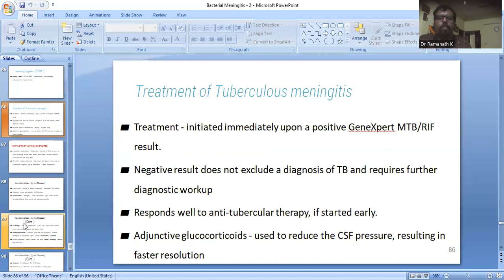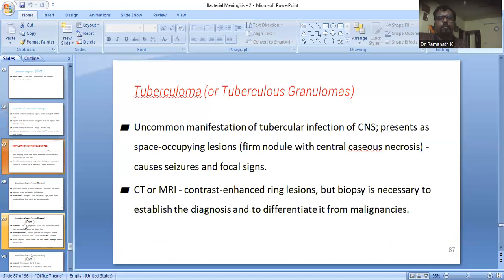The patient may respond very well to the antitubercular therapy if the treatment is started early. Adjunctive glucocorticoid is used to reduce the CSF pressure, resulting in faster resolution. So, complications arising due to the increased intracranial pressure can also be reduced by the use of glucocorticoid therapy.